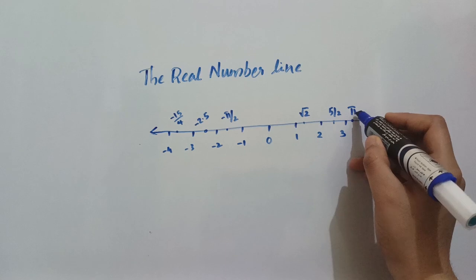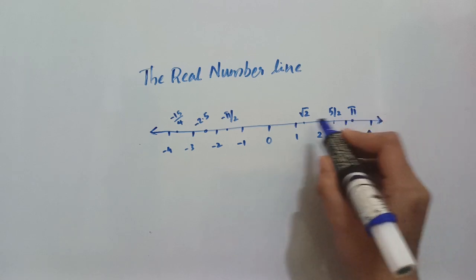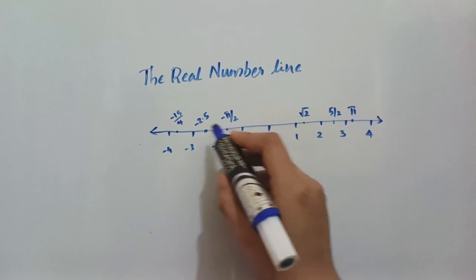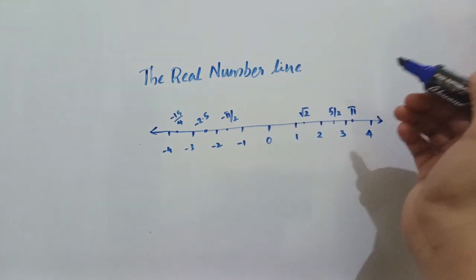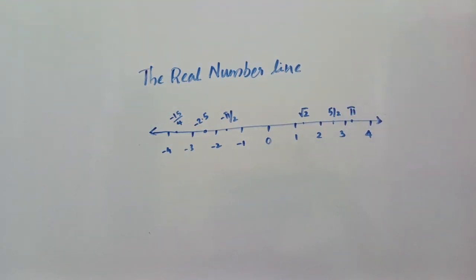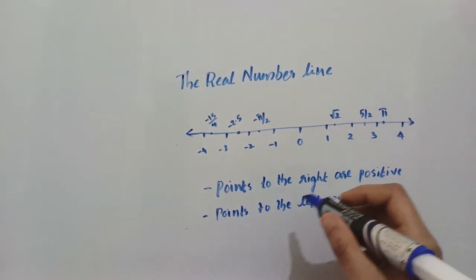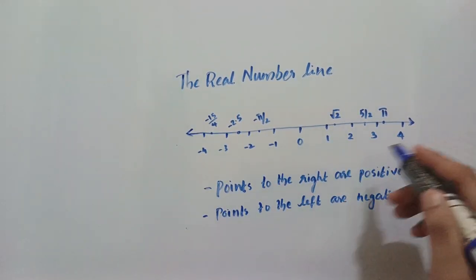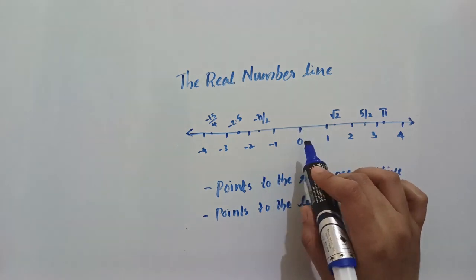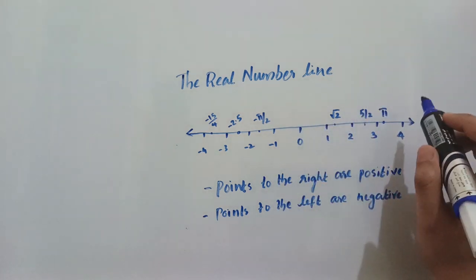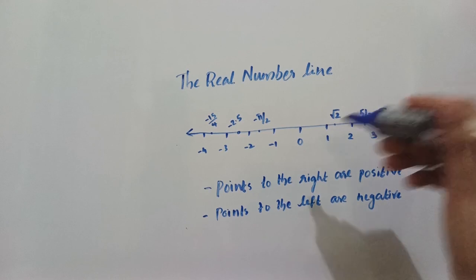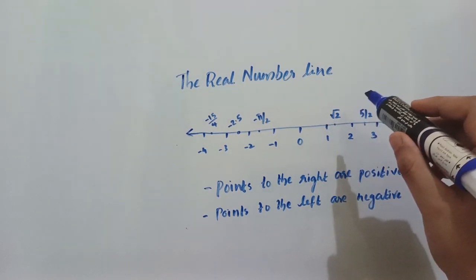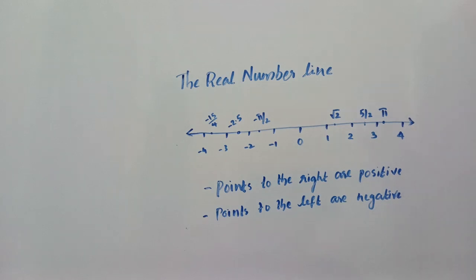This comes here. Pi is equal to 3.14. This comes here. Root 2, minus pi by 2, minus 2.5, minus 15 by 4, etc. Any number can be marked on this number line. This is the real number line. Points to the right from the origin are positive, and the left side numbers are negative. We cannot mark imaginary or not defined numbers on this number line. This is the real number line.